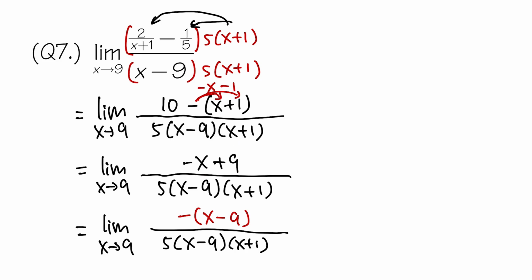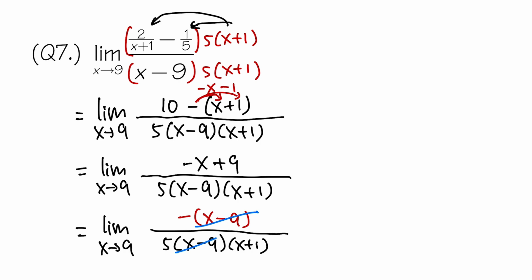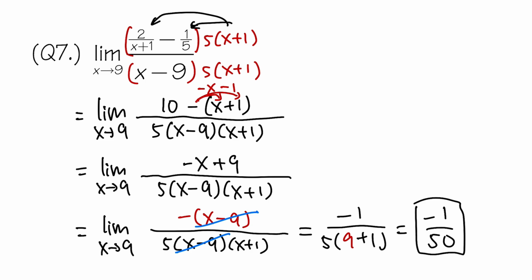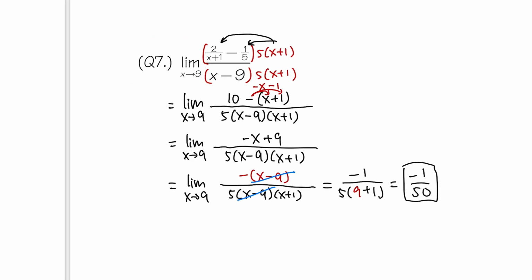Now we can cancel this x minus 9 and that x minus 9. And let's see, this will give us no more 0 over 0 situation. On the top is just negative 1. We have 5, and then we just plug in 9 to this x. So we have 9 plus 1. Work this out, we get negative 1 over 50. And that's the answer for that.